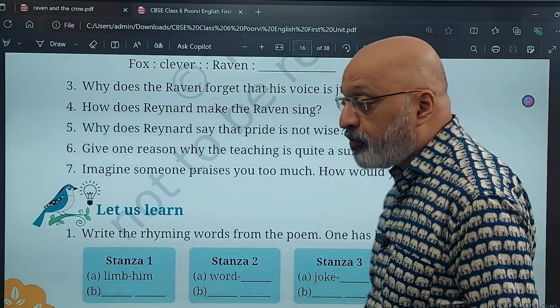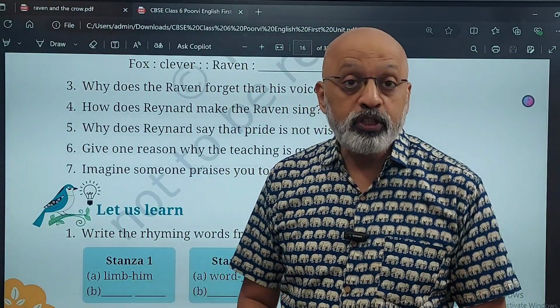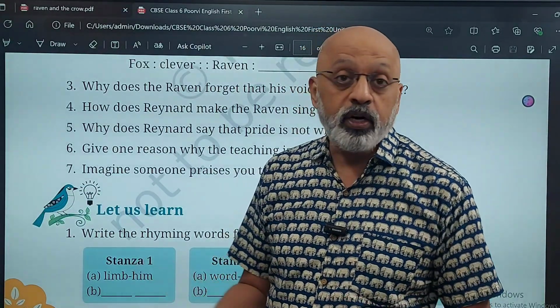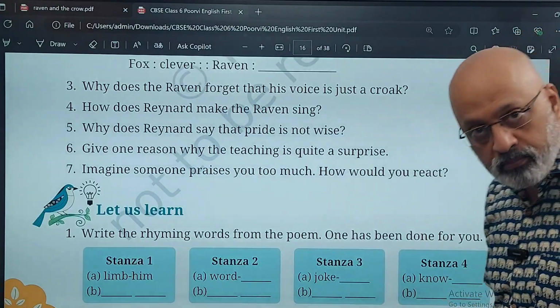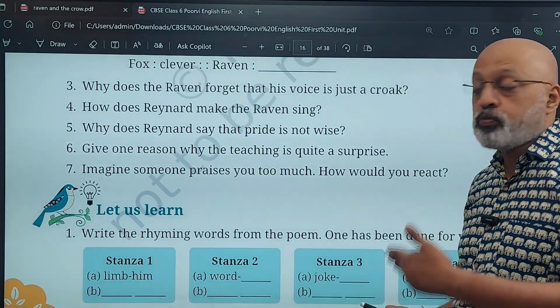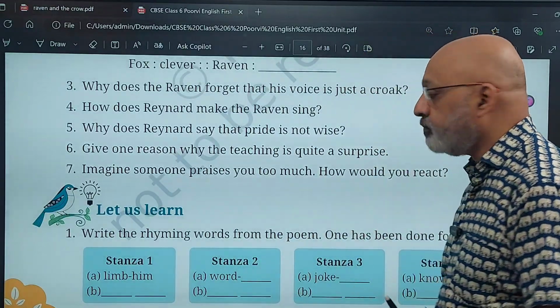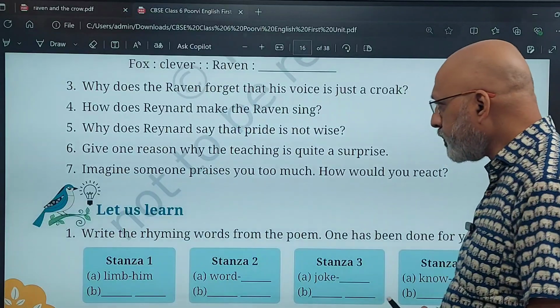Because he gets flattered by the fox telling him that, if you would only sing, meaning to convey that his voice is very good and the birds of the woods would make him the king. How does Reynard make the raven king? By indulging in false praise, by indulging in flattery, by telling him that you are a handsome bird with such feathers, and if you sing.